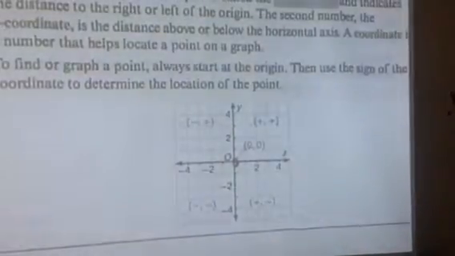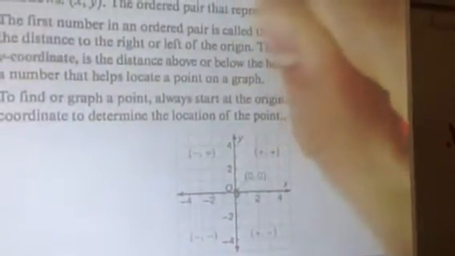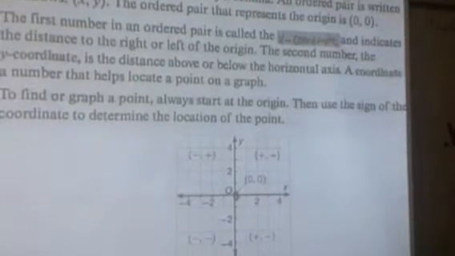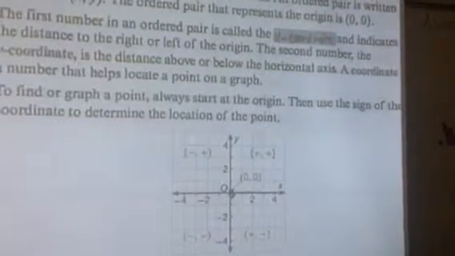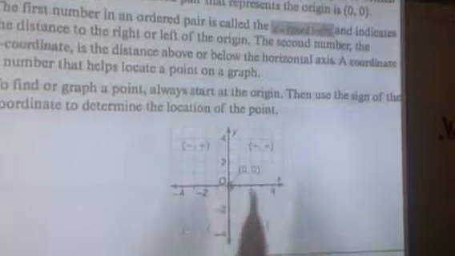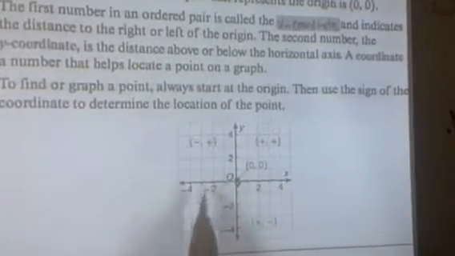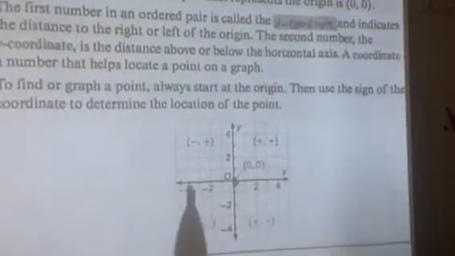Okay? The first number in an ordered pair is called the x coordinate. I know that blank's kind of small, but try to fill it in. And it indicates the distance to the right or the left of the origin. If a number is to the right of the origin, it is positive. If the number is to the left of the origin, it is negative.